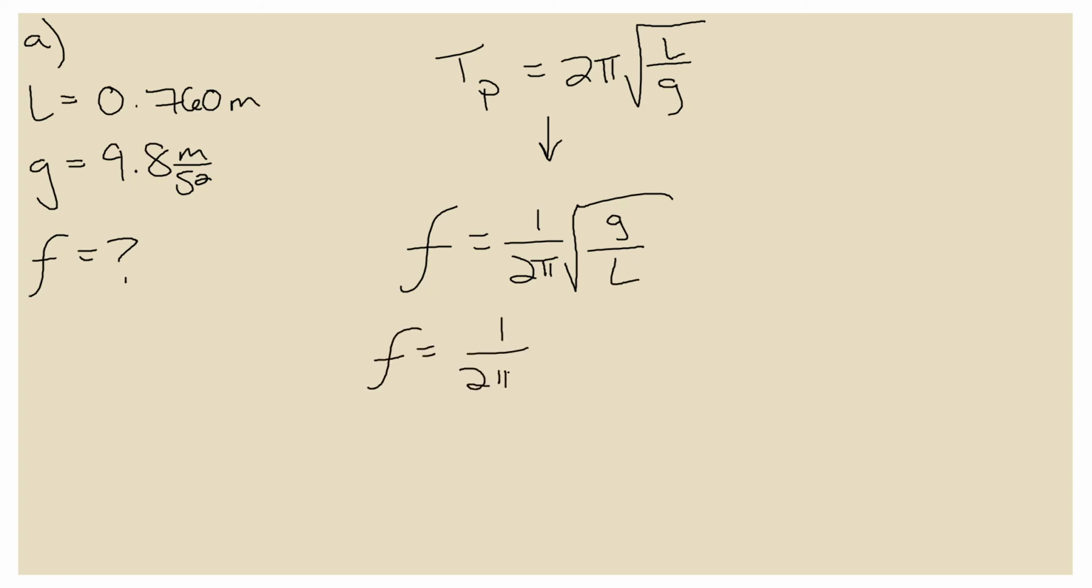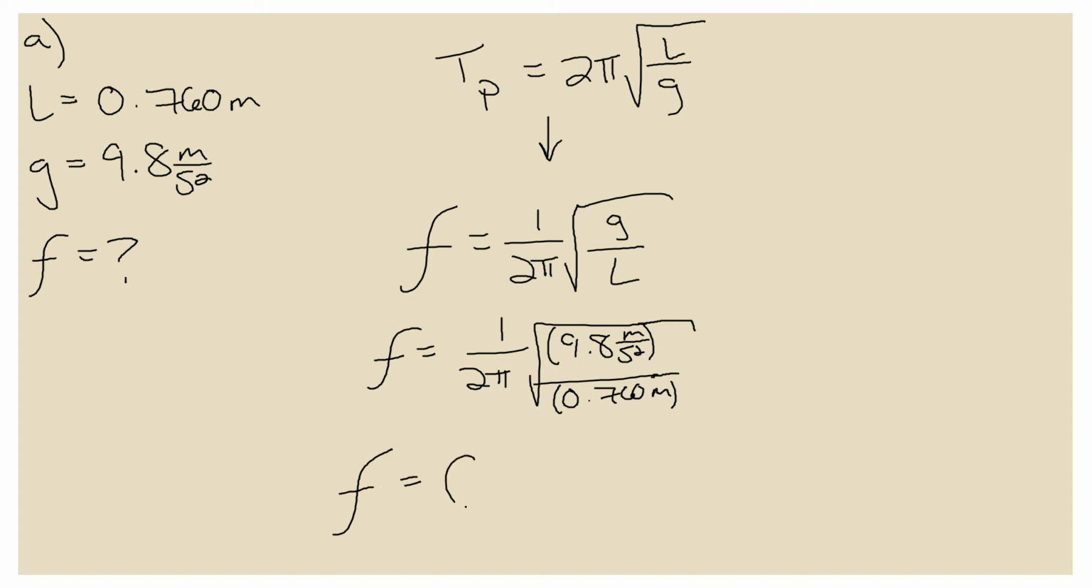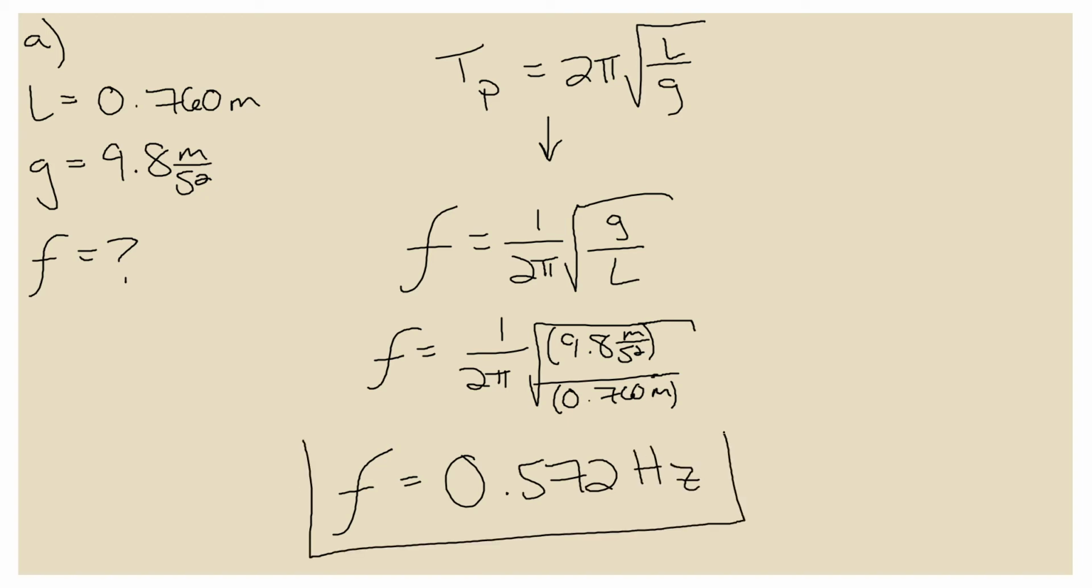We have the frequency is 1 over 2 pi times the square root of g, 9.8 meters per second squared, over L, which is 0.760 meters. When you plug in those numbers, making sure you're taking the square root, which is probably the most likely mistake you can make for this one, you end up with a frequency of 0.572 hertz. Now, of course, in a lot of situations, the period is going to be a measurement you want to know, particularly because period is something you can super easily measure, just like with a stopwatch.